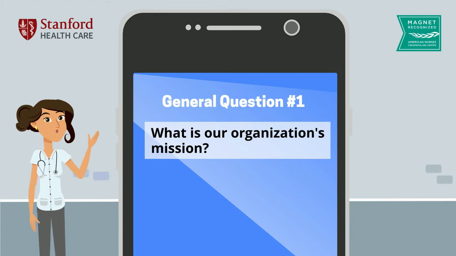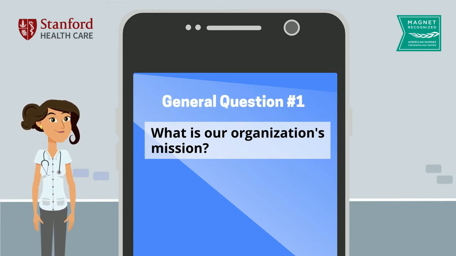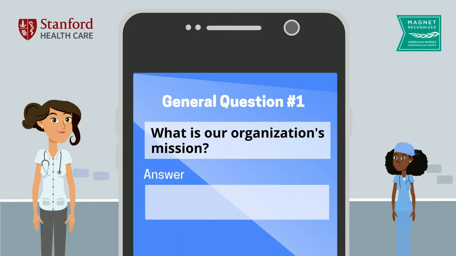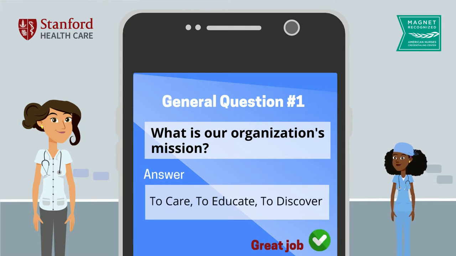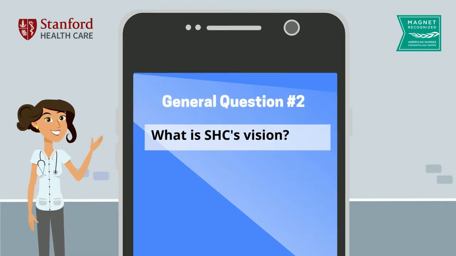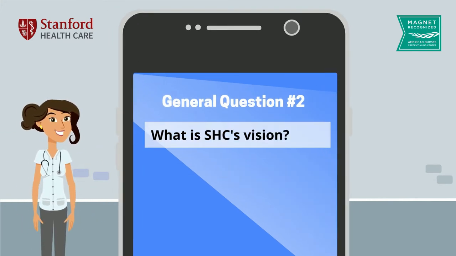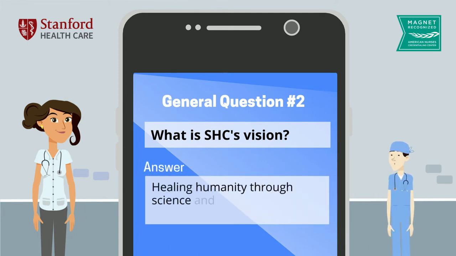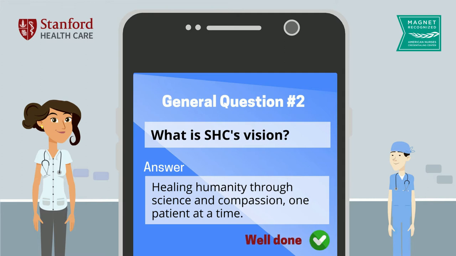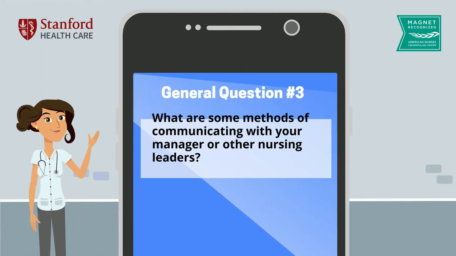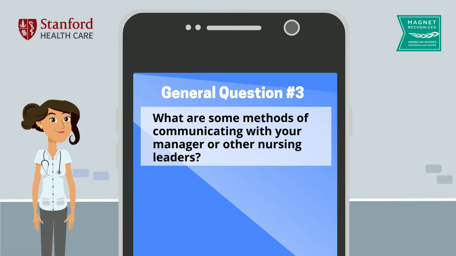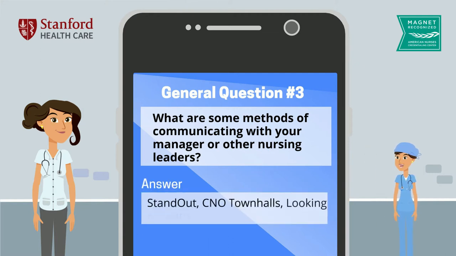Do you know what our organization's mission is? I hope so. If you don't, the answer is to care, educate, to discover. What is our organization's vision for nursing and for the organization at large? Well, the answer is healing humanity through science and compassion, one patient at a time. What are some methods of communication with your manager or other nursing leaders? Along with your standard emails and huddles, there's also Standout, CNO Town Halls, Looking Forward, Caring Compass, and so many others.